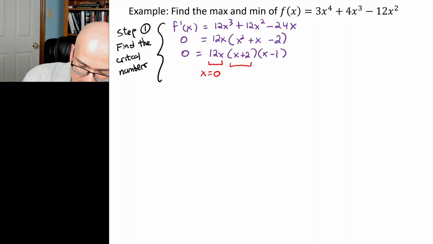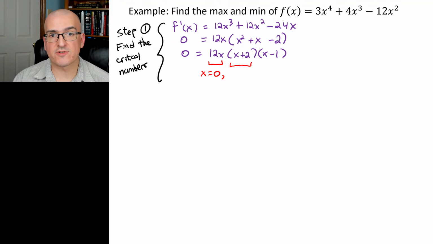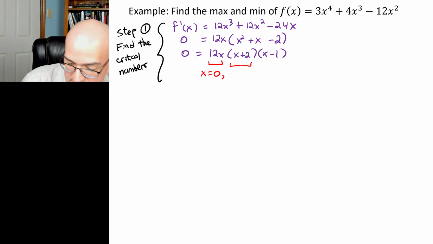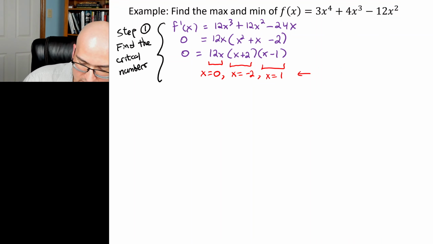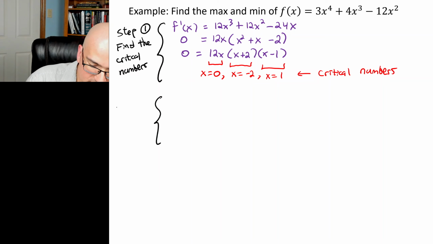I can get the right-hand side equaling 0 if that second bracketed term is 0, because I'll have whatever the first piece is times 0 times whatever the third piece is. So it'll be something times 0 times something, which is 0. That's going to happen if x is negative 2. Or the last piece might be 0, the last bracket, so x is positive 1. Those are our critical numbers. Now we're going to do step 2. We're going to diagnose the critical points.